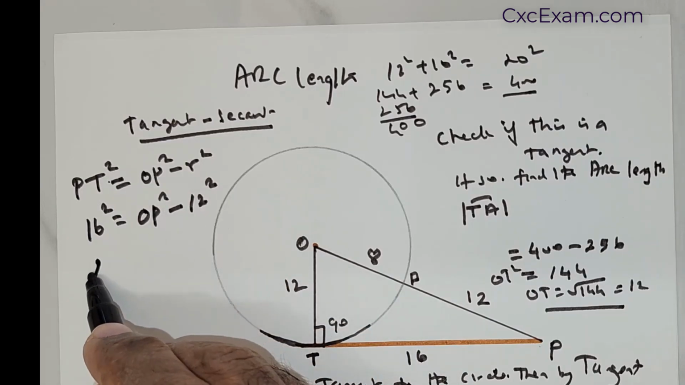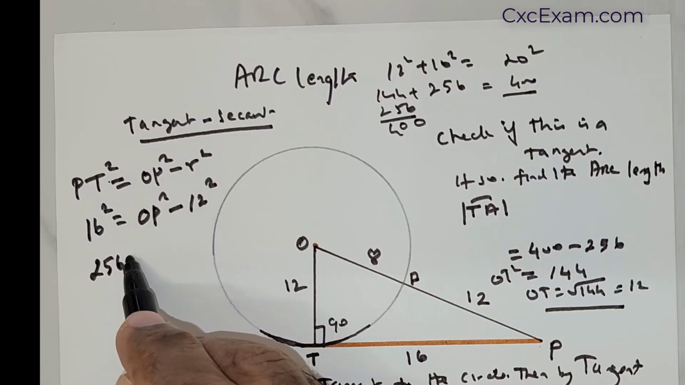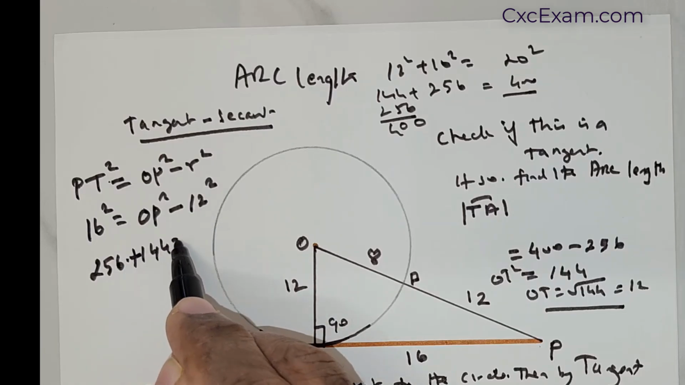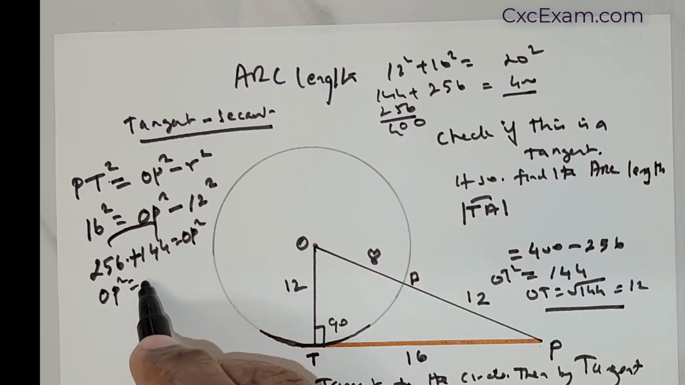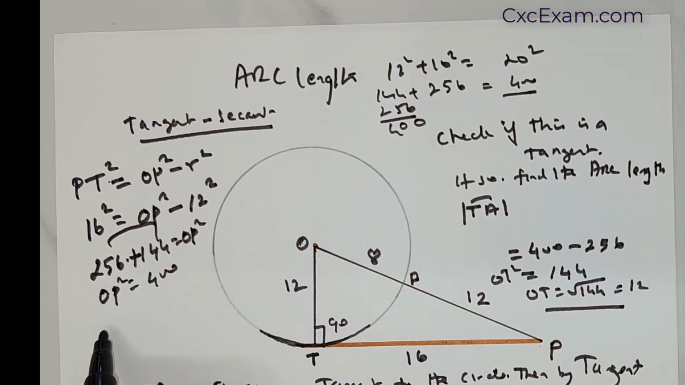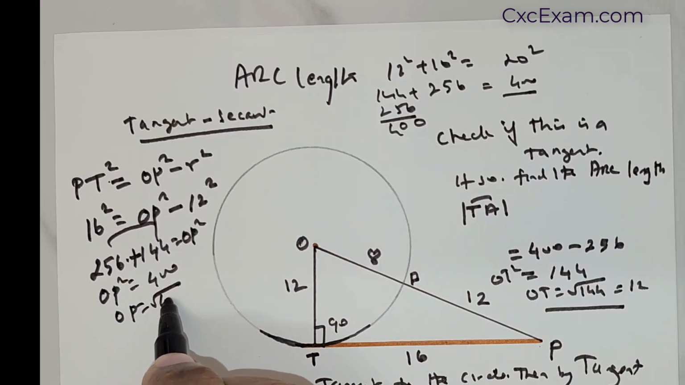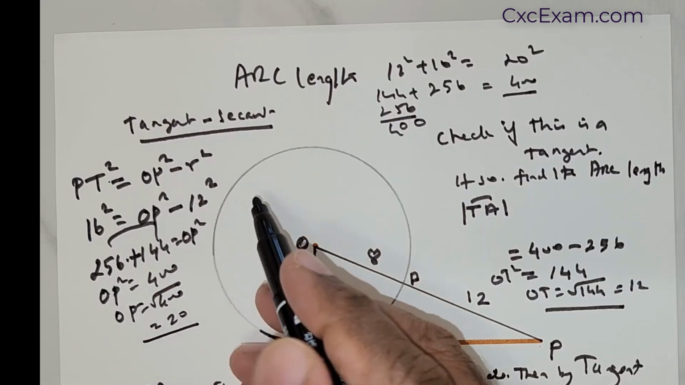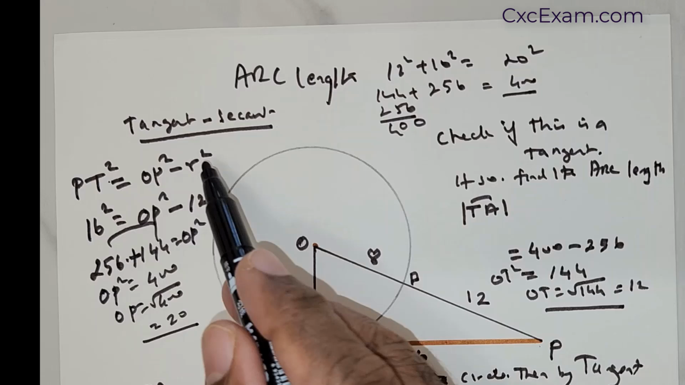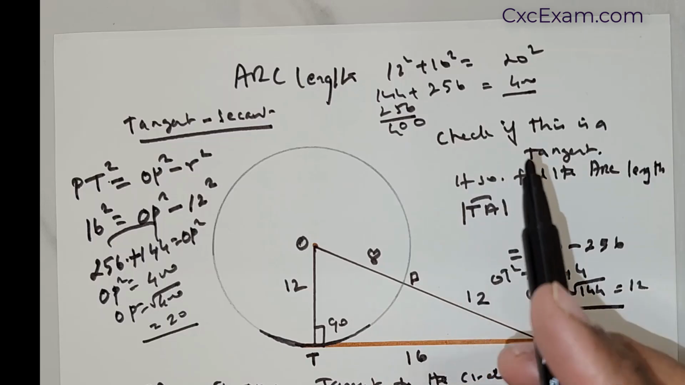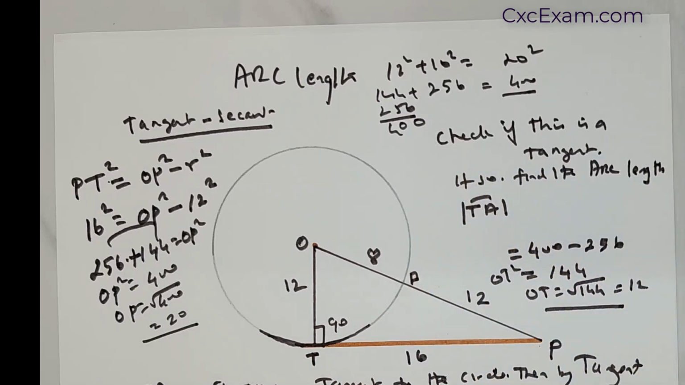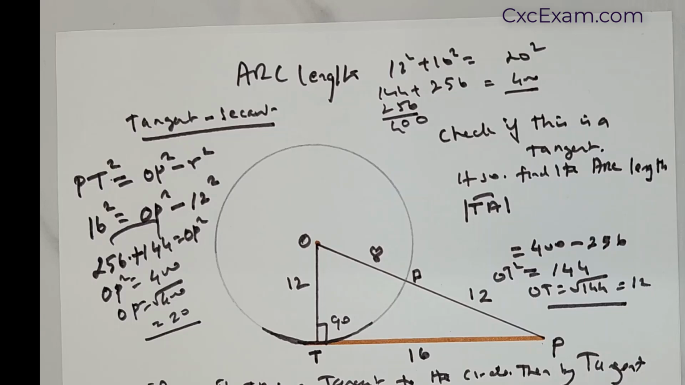So this is going to be 256 plus 144 is equal to OP squared. So OP squared, you add these two, you get 400. So OP is equal to root of 400, which is equal to 20. So this is by the tangent secant relationship. Of course, once you get the Pythagoras, you can ascertain that it is indeed a tangent. So having given you that information, let me move on.